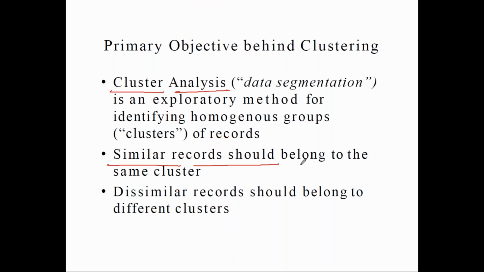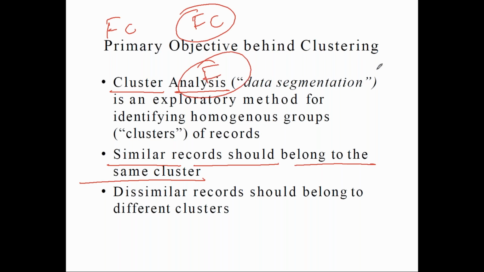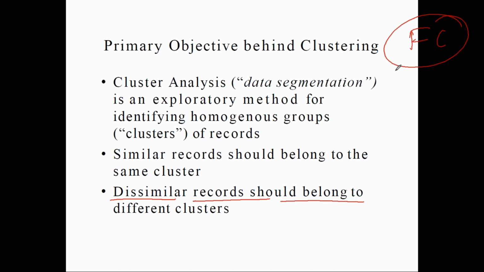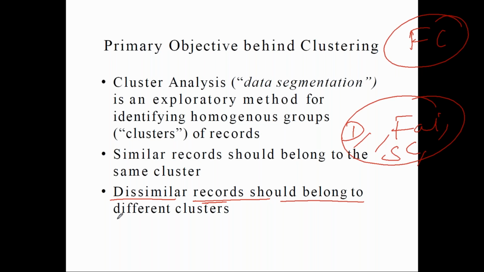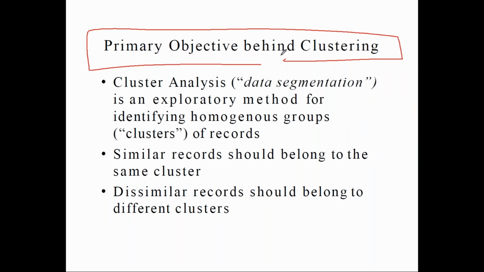Similar records should belong to the same cluster. All the first class students should belong to one cluster, that is the first class cluster. All the failed students should belong to the failed cluster. All the distinction students belong to the distinction cluster. And dissimilar records should belong to different clusters. If this is your first class cluster, dissimilar records means the remaining failed students, distinction students, second class students, all should belong to dissimilar clusters. That is the objective of your clustering. Clear for everyone what is the primary motto behind clustering?